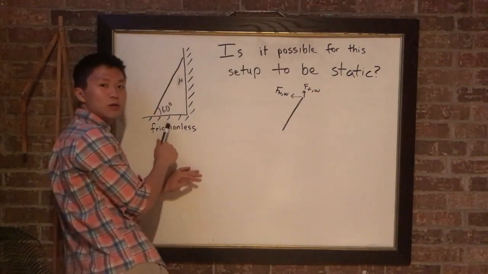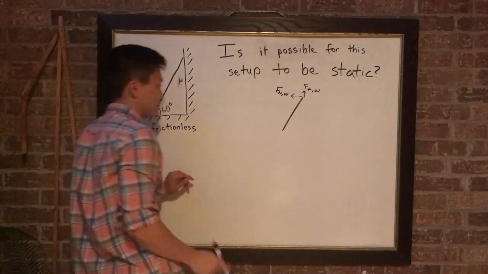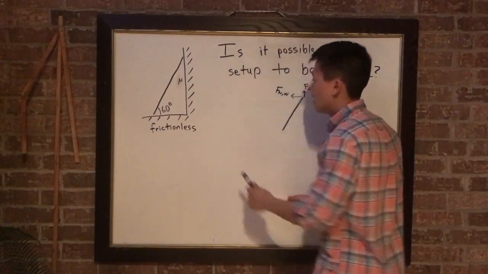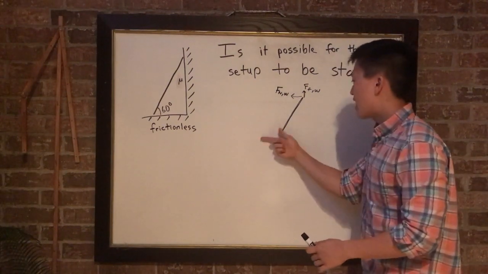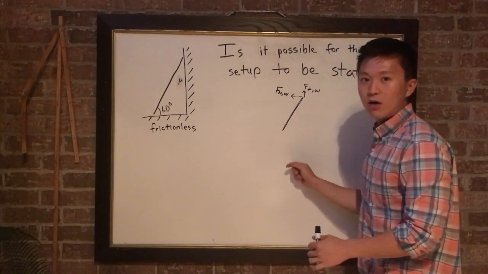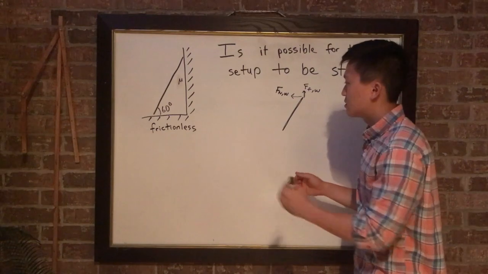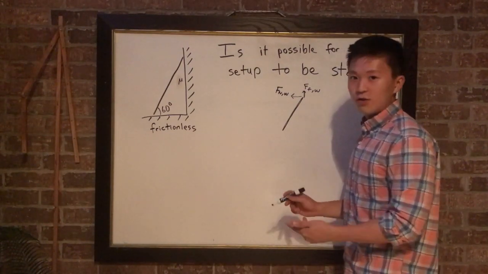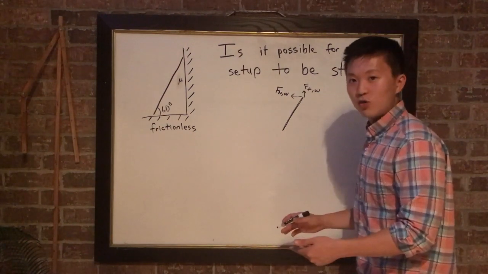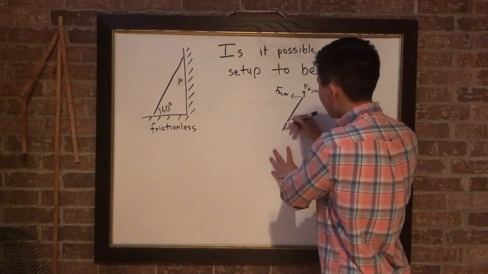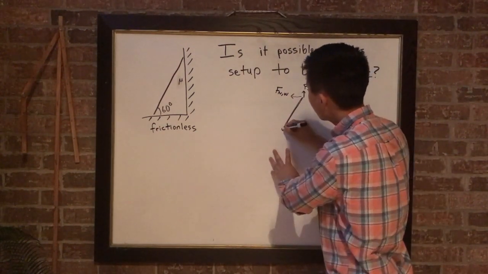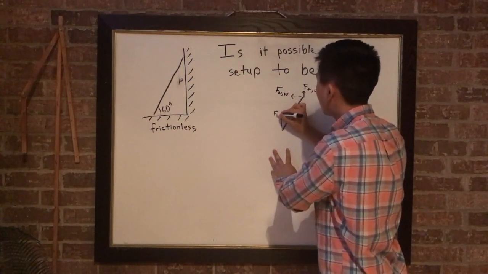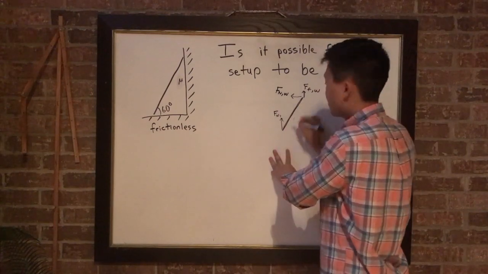Now we're going to look at this floor right here. So I said earlier this floor is frictionless, so that means there are no left or right forces because there's no friction. So there's only going to be a normal force. This normal force will be going up. I'll call it F sub n from the ground.